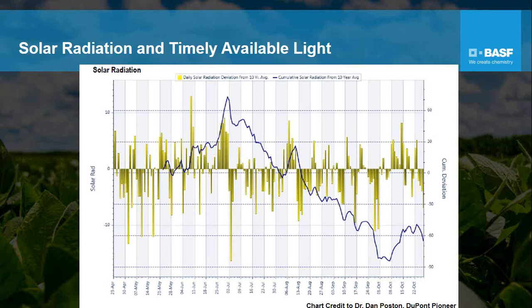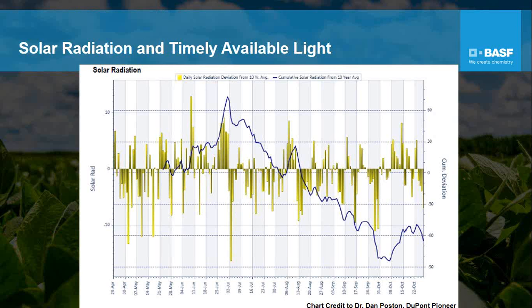And so I want to make sure we share this, because solar radiation, again, is so critical for soybeans. And if you look at the solar radiation pattern for our location in Illinois this year, what we've got on this chart, the center line that you see, the zero running right across the middle, is the 10-year average for solar radiation for our location. The yellow bars going above and below that center line are the deviation of each individual day from the 10-year average. And the blue line is the cumulative running average, basically.